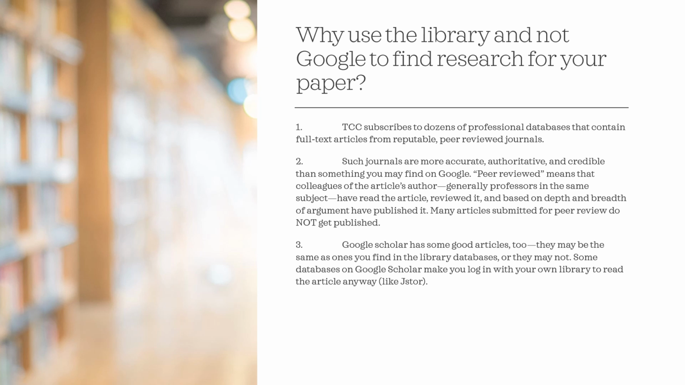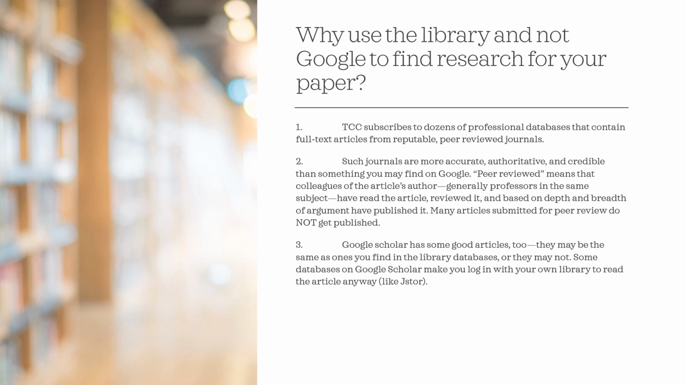Peer-reviewed means that colleagues of the article's author, so normally professors who are writing and studying the same subject, have read the article, reviewed it, and based on depth and breadth of argument have published it. And many articles submitted for peer review do not get published. So looking for peer-reviewed journal articles always gives you a step up in your research and how credible it is.